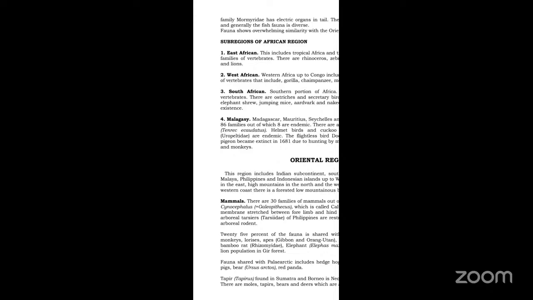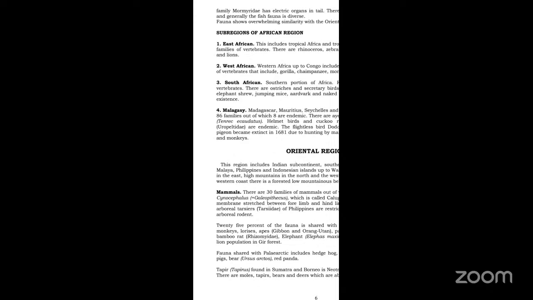So next, before going to the Oriental region, we'll see what the different sub-regions of the African region are. They are East African, West African, South African, as well as the Malagasy. So we can say that the African region is subdivided into four different zones: East African, West African, South African, and the Malagasy.